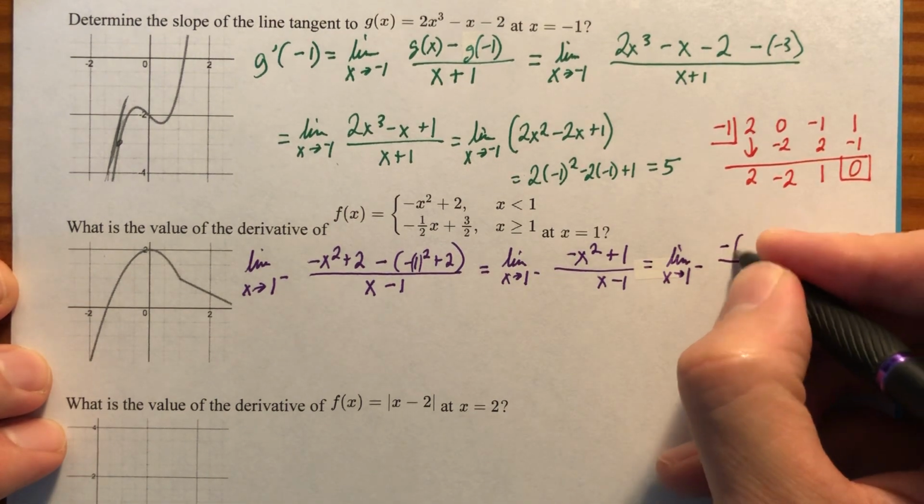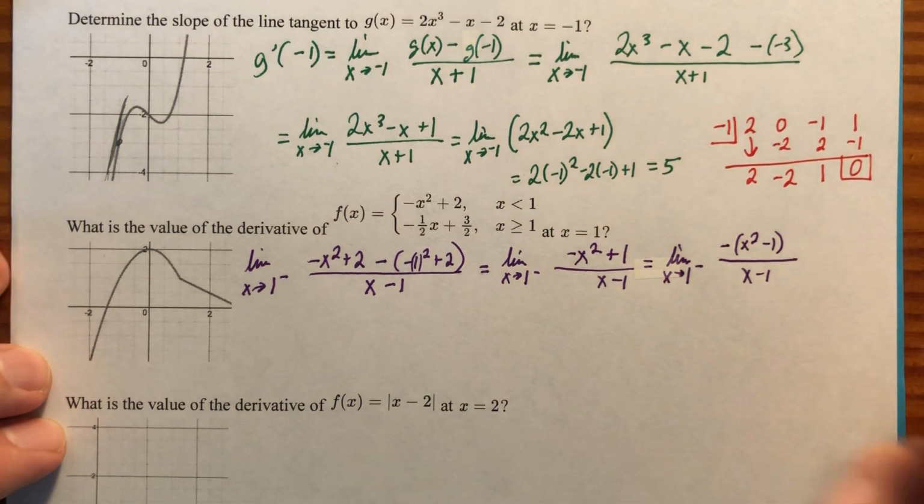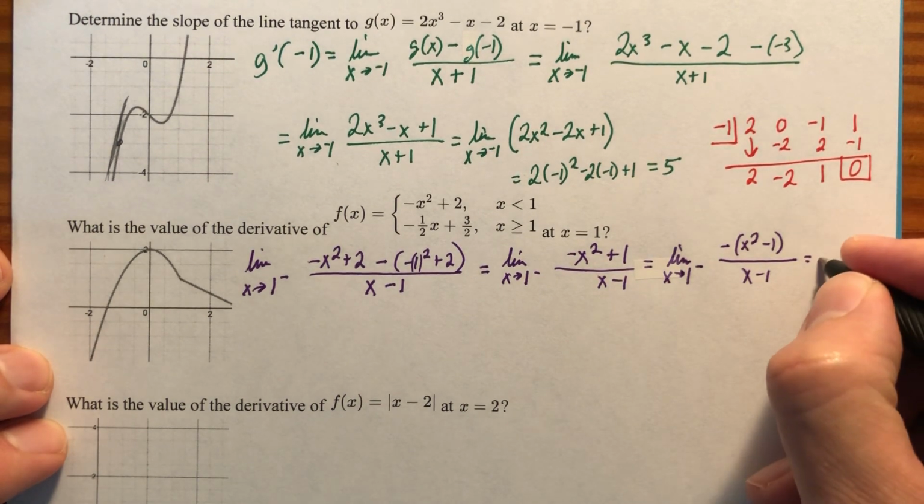And we're going to factor a negative 1 out. That gives me x squared minus 1. And we'll continue factoring. Am I going to have room? Afraid not, but I'm going to try.